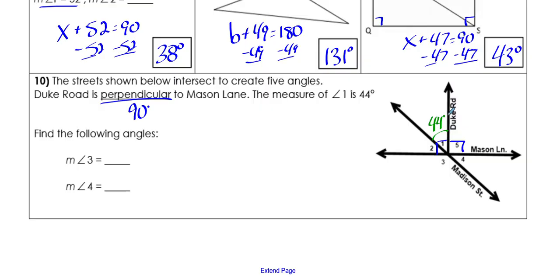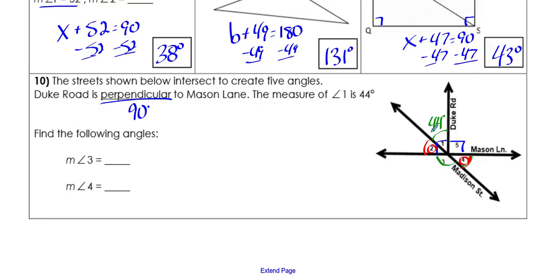We want to find angle 3 and angle 4. Can't directly find those, actually. We're going to have to find angle 2 first. So I know that angle 2 and angle 4 are vertical angles. Those are going to be the same. So if I can find angle 2, I can find angle 4.